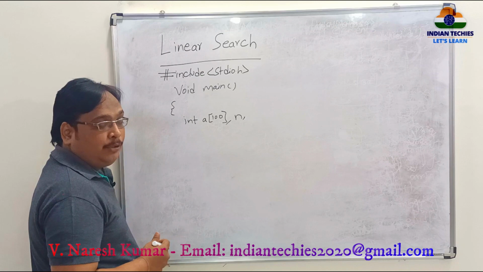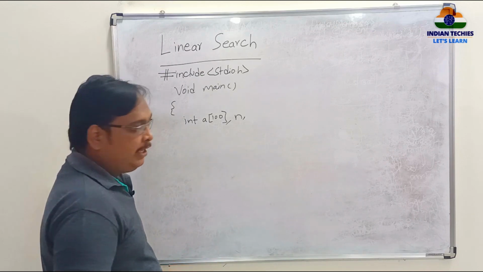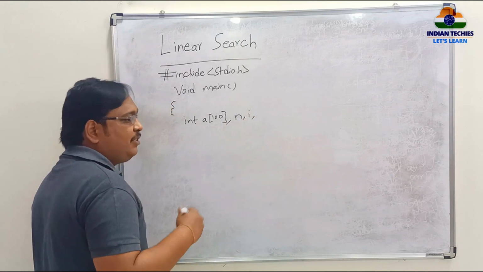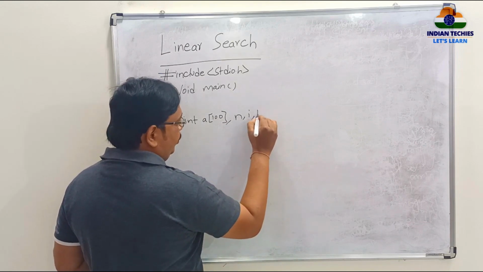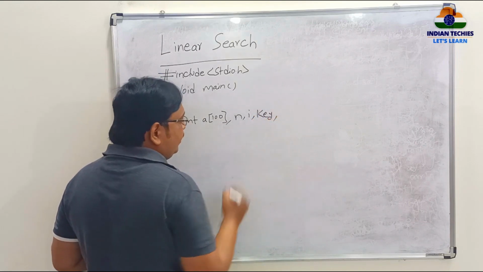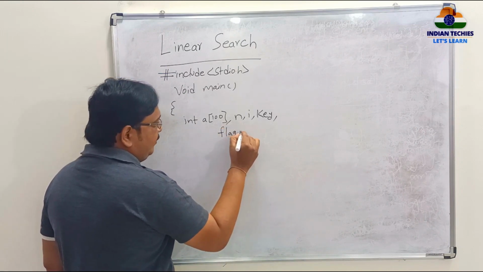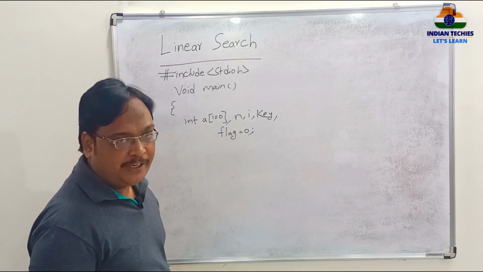Since this input has to be done in a loop and calculation or searching has to be done in a loop, I am using a variable called i. Next, I want to search for a particular element. So, what value you want to search, you should also give as input, that is for that key. Next, I am taking one more extra variable called flag. Initially, I am setting the flag value as 0. I will tell you why we have taken this variable.